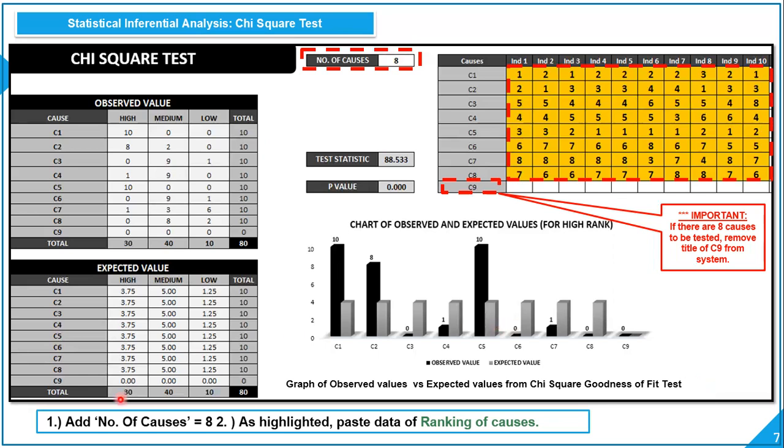So let me repeat. All we need to do is add the number of causes. We added it over here, 8. As highlighted, paste the data of ranking of causes. So we did it over here. Then we remove this additional title of the cause, and then we check the p-value, and we also check the graph. As simple as that. That's it. So let's go to the next slide and check it.